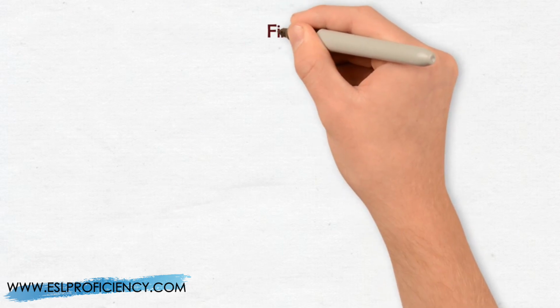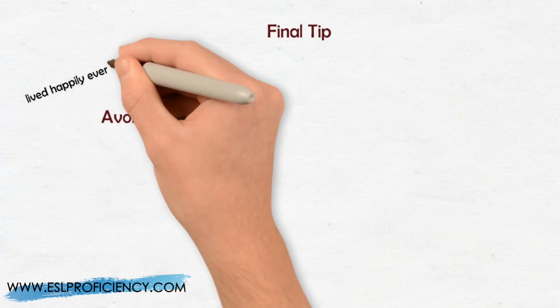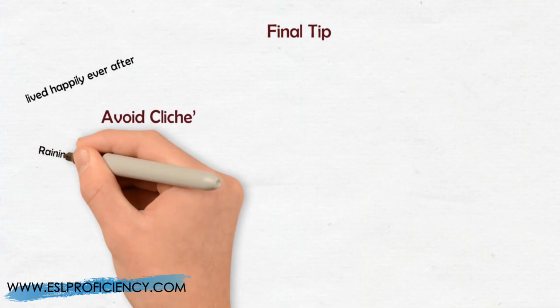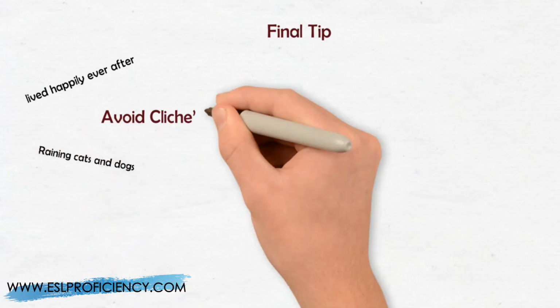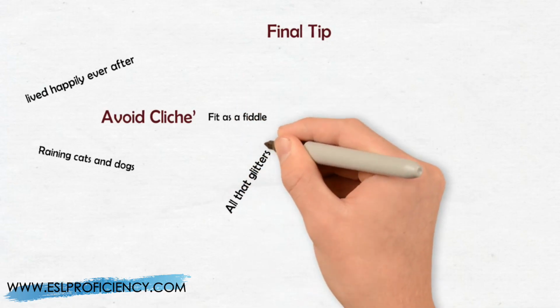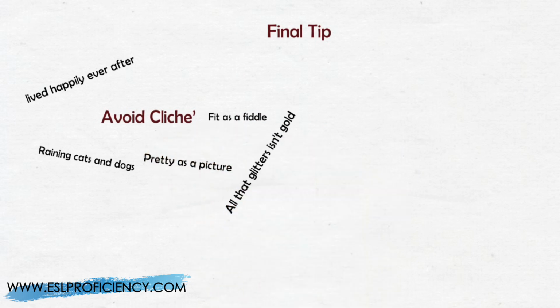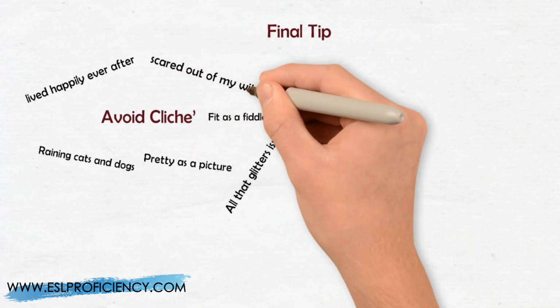Now, our final tip doesn't have anything to do with our example, but it is very important. Avoid cliché. A cliché is a phrase or sentence that has been used so much over time that it has lost its effectiveness among native speakers. Most of the time, there is a story behind these clichés. When they were first used, they were interesting to people because they were new, but now they're not so much. Therefore, it is unnecessary to use them. In other words, clichés just clutter your work.